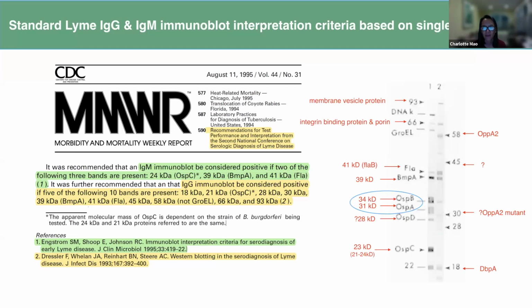So this just shows that rather than simply counting up how many bands there are, it is important to know which of these bands are highly specific for Borrelia.